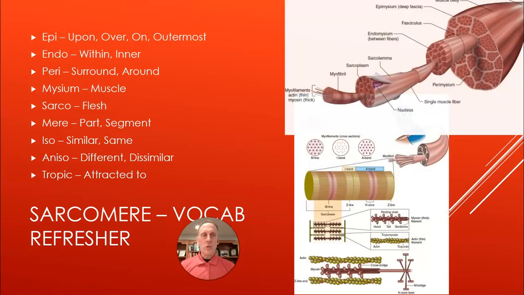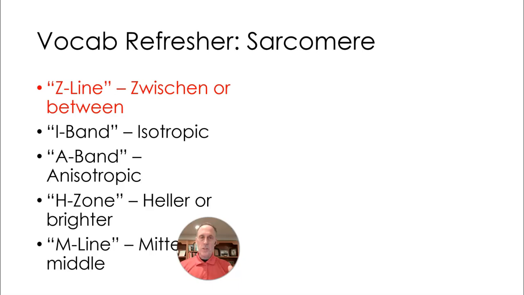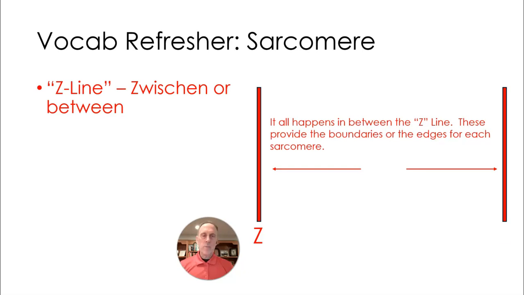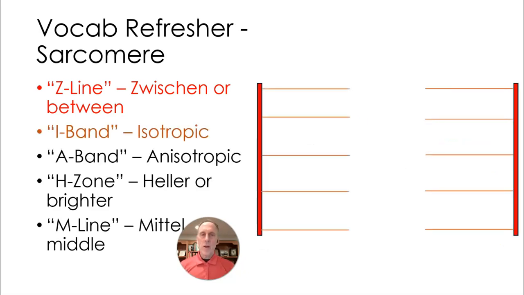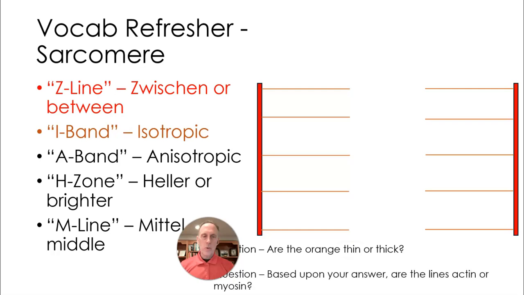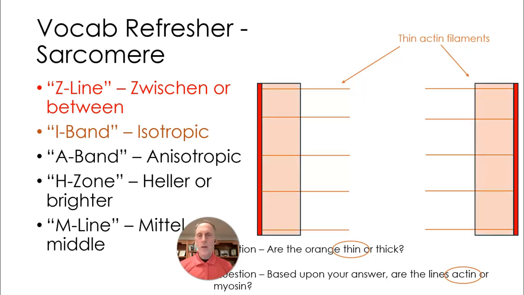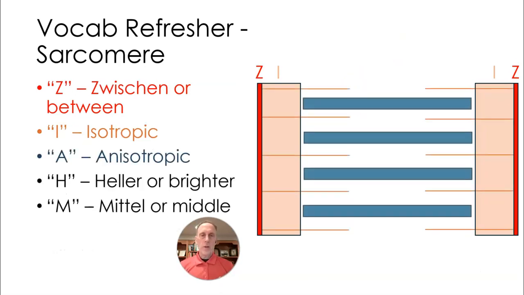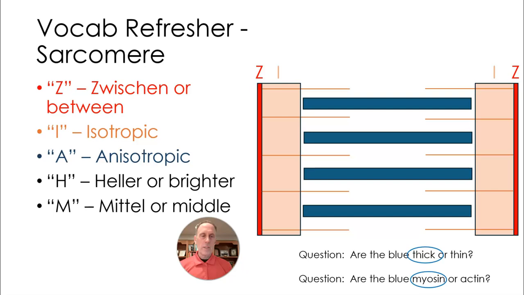And we talked a little bit in terms of having the Z's on each side, and everything happens in between them. Within that, we have the I band, which is the orange, and we talked about that being thin, and thin being actin. The I band is isotropic. You have the Z's on either side of the I band. And then from here, we go into anisotropic. We have the A in the middle. Taking a step further, we have the thick lines in the middle, which are myosin.